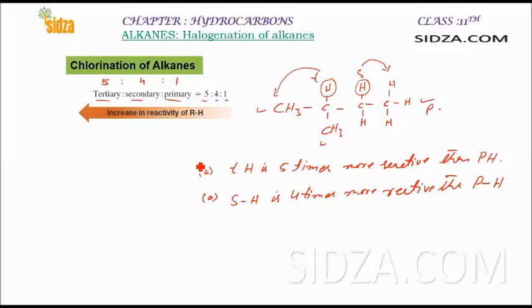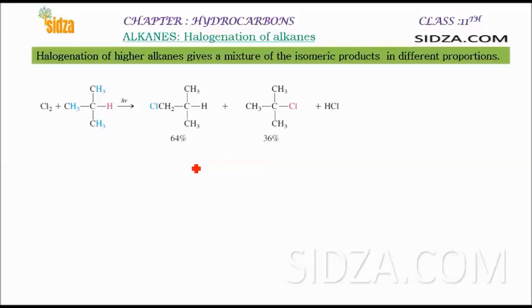So now let's calculate the percentages. Here we have an alkane that contains a tertiary hydrogen atom and primary hydrogen atoms. When we do the chlorination at the tertiary, you get this one and it's only 36%. And when you do the chlorination from the primary one, you get 64%.